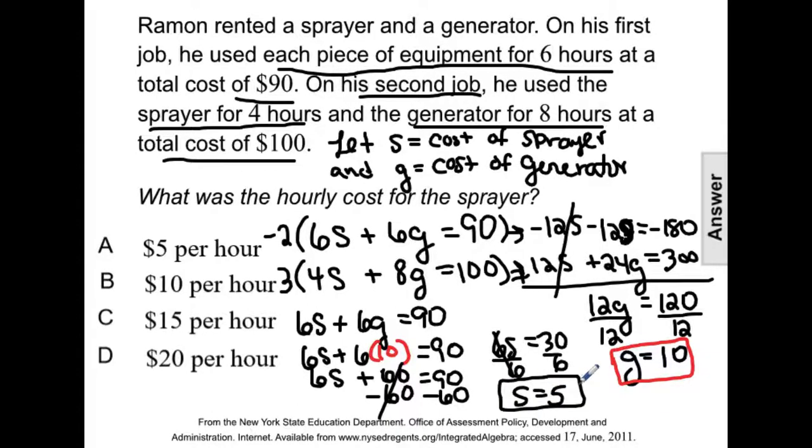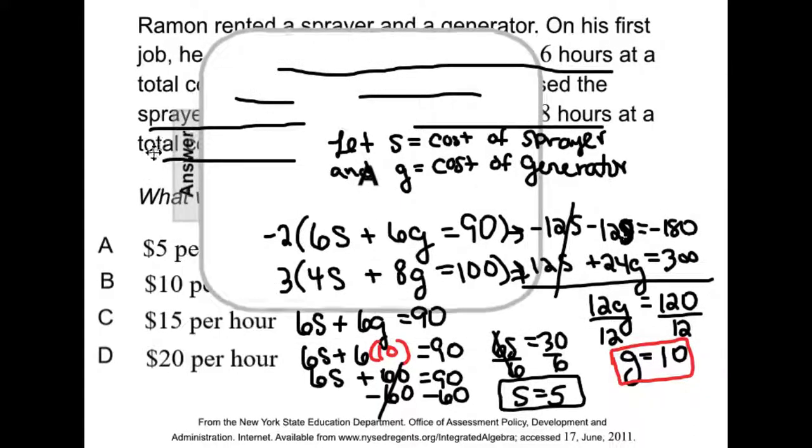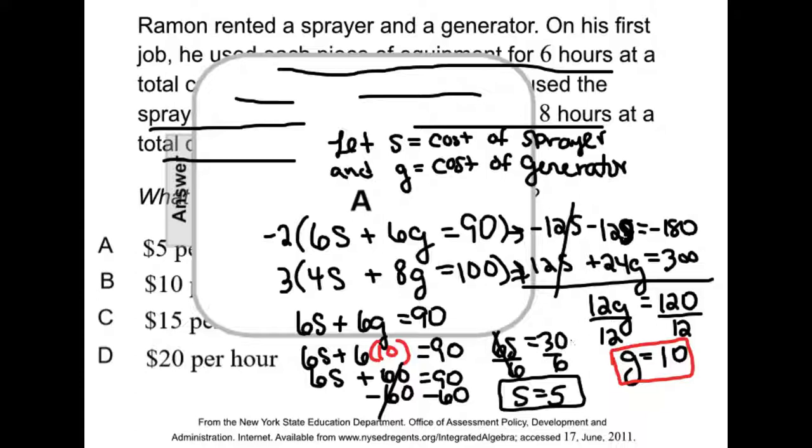So if s equals 5, s was the cost of the sprayer. That's what the question was asking. So our answer is choice A. The sprayer cost $5 per hour.